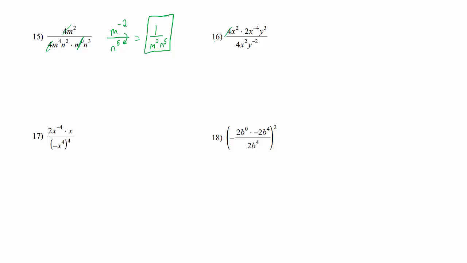On 16, these 4's can cancel, but I still have a 2 for my answer on top. I can go about this a couple different ways. I can combine all the x's at once if I'm careful, or I can do it in steps. Like I can do x squared and x to the negative fourth together, or I can do x squared and x squared together, because those actually cancel each other out. That means I still have x to the negative fourth on top. My y's, I need to do 3 minus a negative 2, which is y to the fifth. So my x has to move down to the bottom to finish this. And this is my answer.